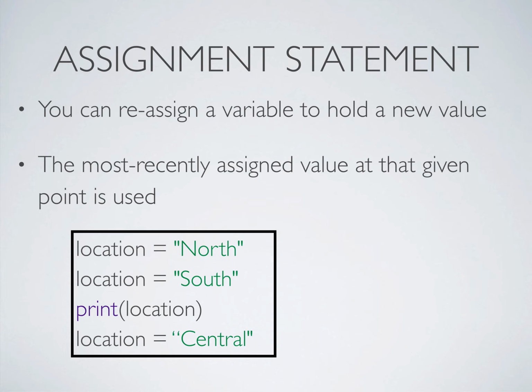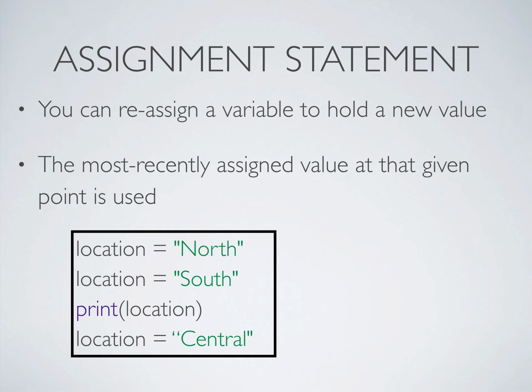So in this code, the first line here is an assignment statement. We're making this variable named location. We're assigning this value of type string, which is north, into our variable location. The next line is another assignment statement with the exact same variable. So that essentially replaces that string north with the string south in our variable storage location named location.